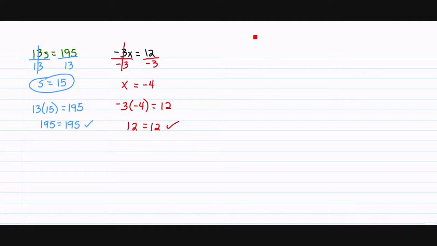Let's take a look at another one. 84 equals 3b. The 3 is connected to the b through multiplication, so I'm going to divide each side by 3. That gives me 1b. And 84 divided by 3 is 28. If I said 84 equals 3 times 28, and 84 equals 84, then I know my sentence is true.